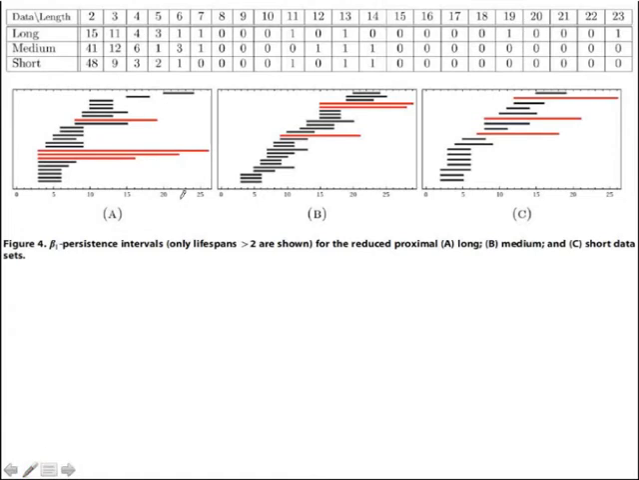In terms of our results, what we have is the H1, so we're looking at the one-dimensional cycles here for the proximal data set now, for the long versus the medium versus the short data set. So it's been broken up into long, medium, and short. For the long, 4 persistent cycles were found.